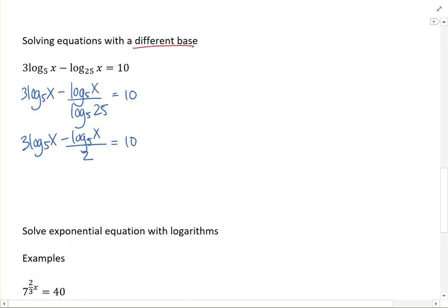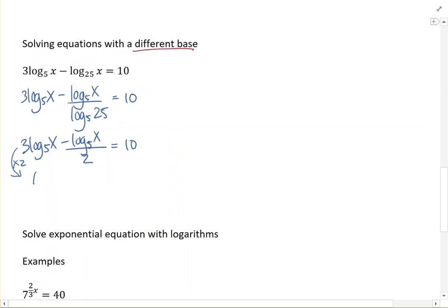Since we have the denominator of 2, let's just multiply everything by 2 so we don't have to worry about a denominator anymore. So I'm just going to say this whole thing is multiplied by 2, everything. So that'll give us 6 log base 5 of x minus log base 5 of x equals to... oops, not 10, 20. Okay.